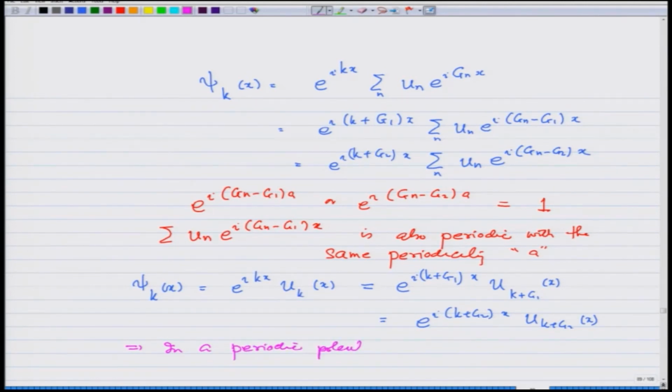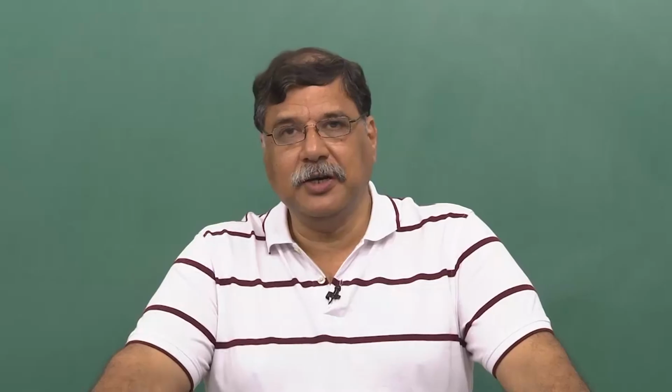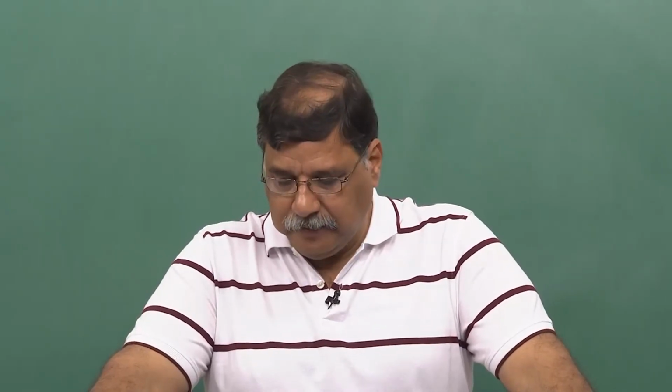Therefore, what we conclude is that in a periodic potential, k, k plus g1, k plus g2 and so on are all equivalent. So, I could label the wave function by either k, k plus g1, k plus g2, and then we follow a convention that we will restrict k to within certain boundaries.